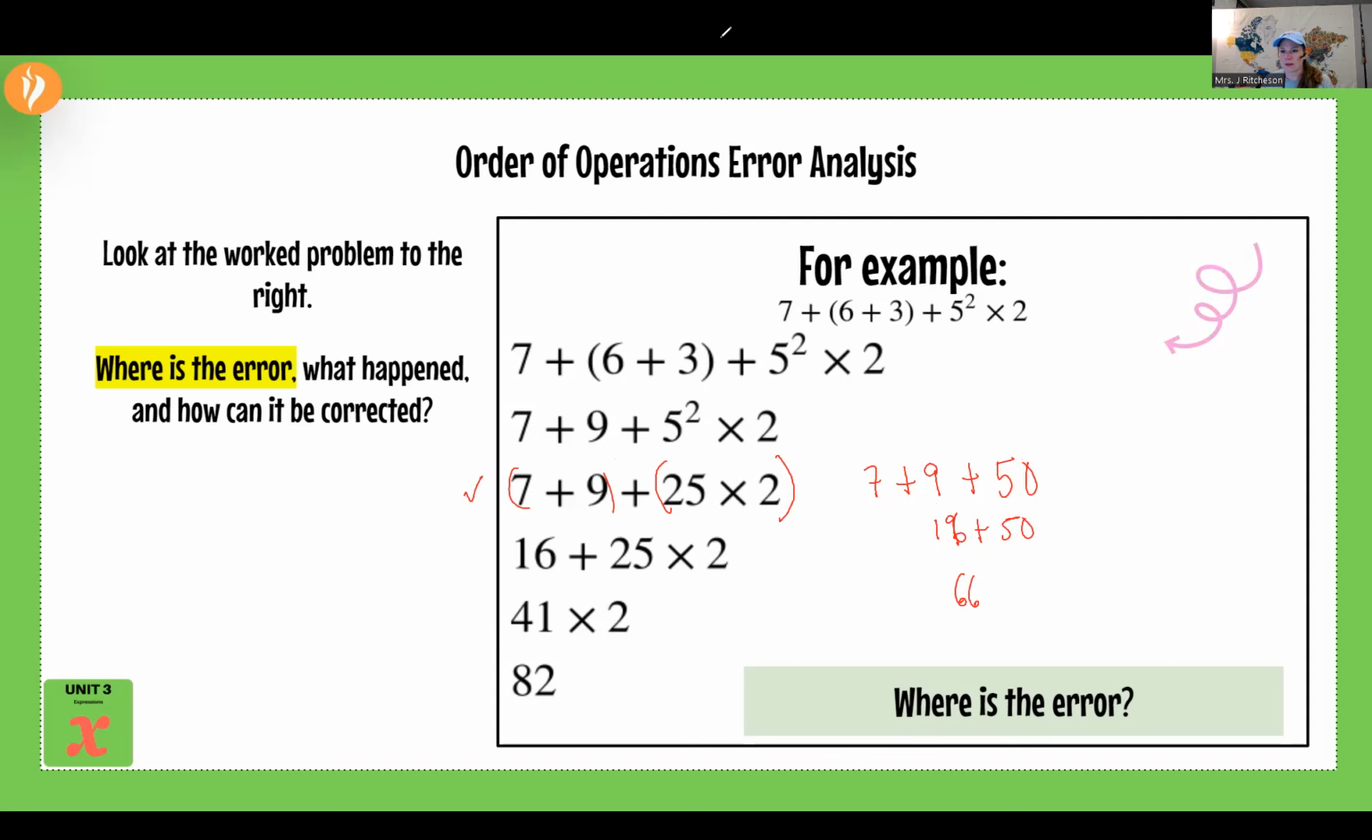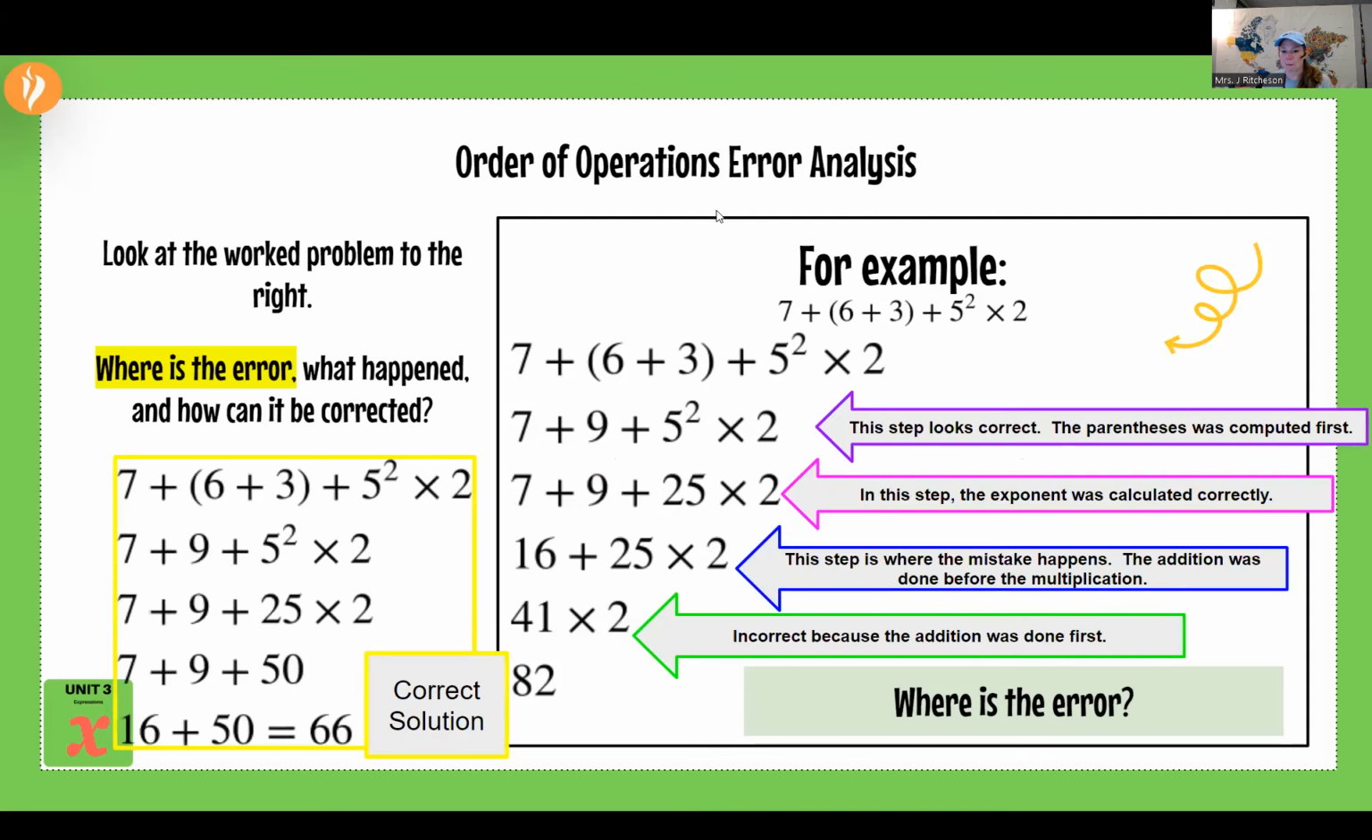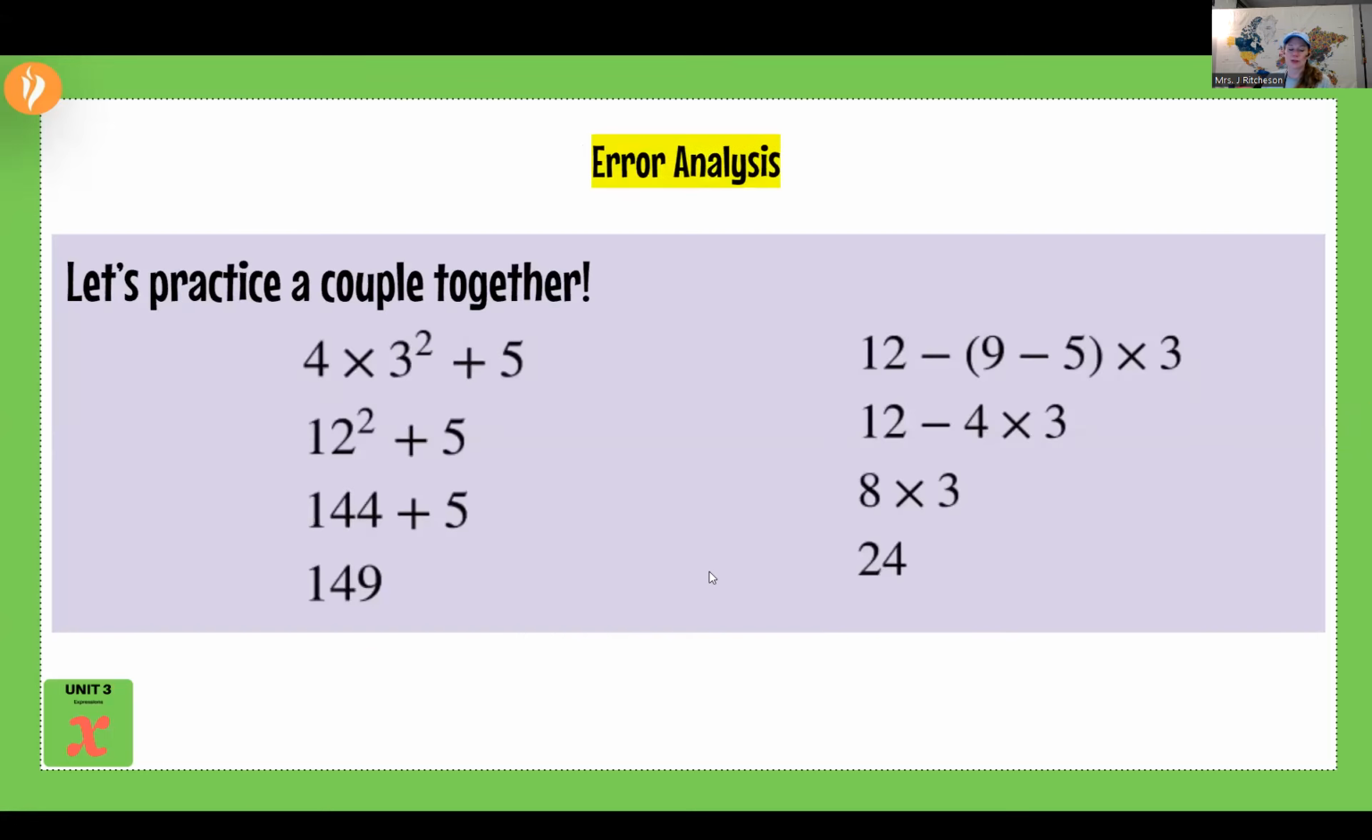All right, so let's see if you guys can find the errors in these 2 problems. So what do you guys think? What did they do wrong? Have you found it yet?